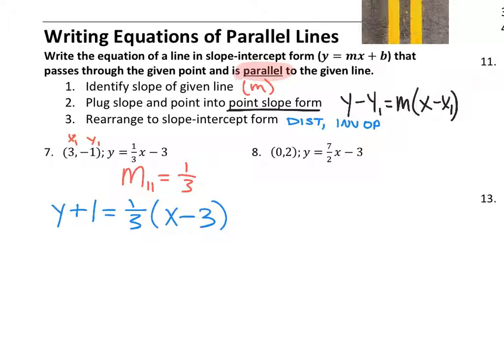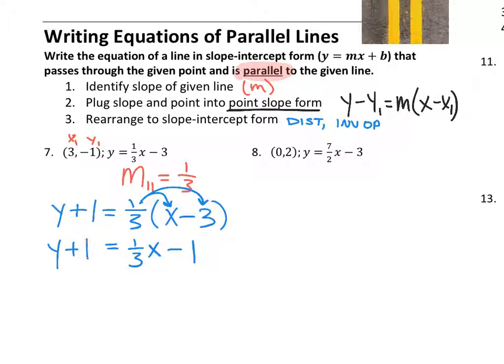We're done with step 2. All we have is step 3, which is rearranging to slope-intercept form. Distribute. Distribution is multiplication. What's 1/3 times x? 1/3 x. Cool. What's 1/3 times -3? -1. You would check your brain or check your calculator, am I right?